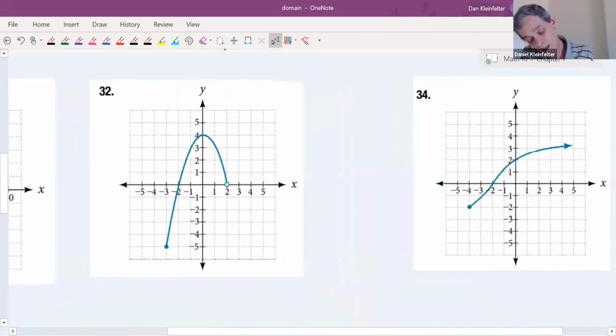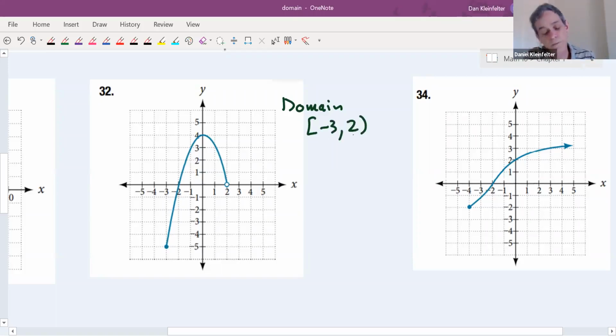Okay, for 32, for the domain, what are the possible x's? This one has a fixed start. The left end looks like it's at -3, and the right end goes up to, but doesn't include, the 2. So I'll put a round parenthesis there. For the range, now we're looking for y values. This will go from -5 up to 4.